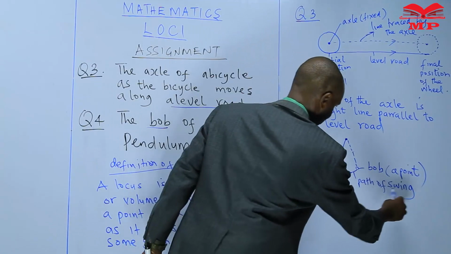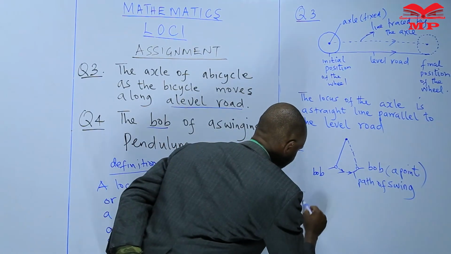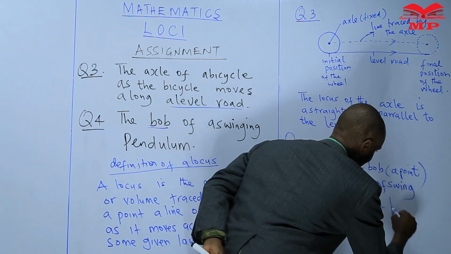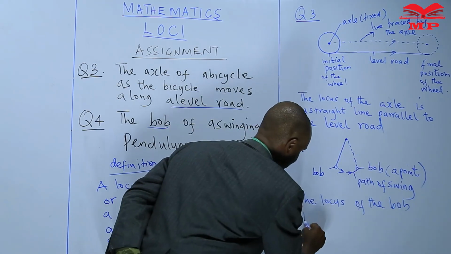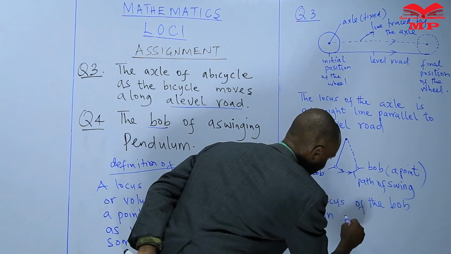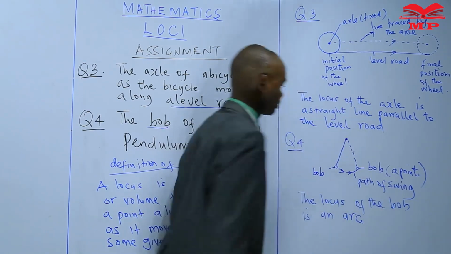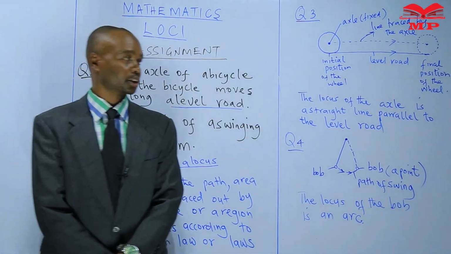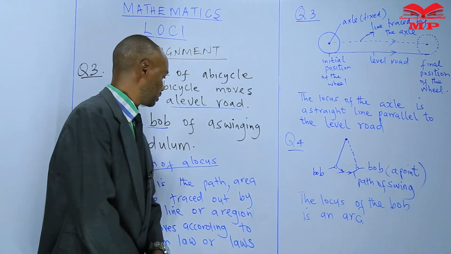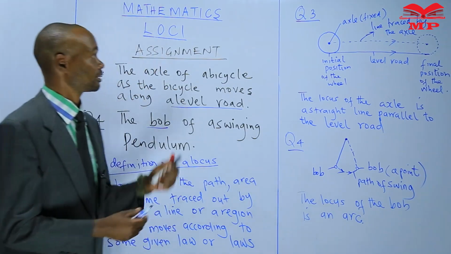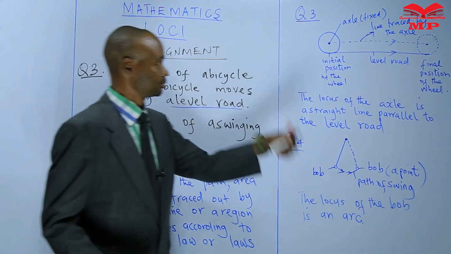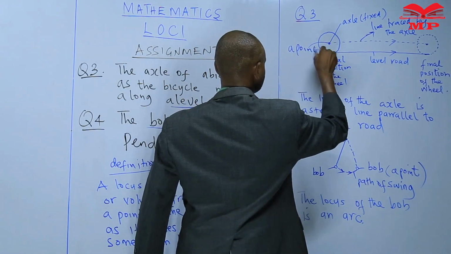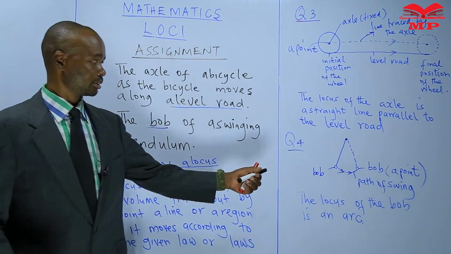So the path traced, the locus of the bob, is an arc. That's all. The locus of the bob is an arc. We are continuing to define that as we do many questions. In the first one, the axle, just to verify again, acted like a what? A point.